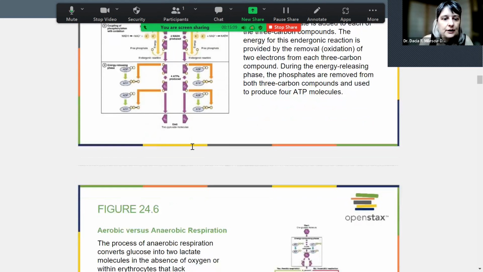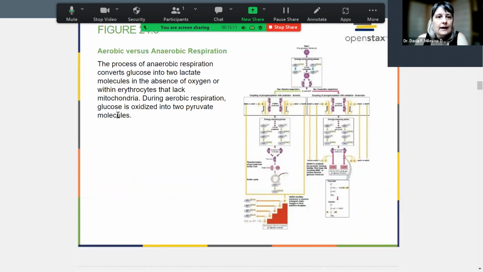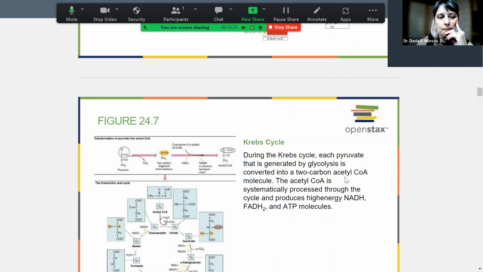Can't see in this image. But the anaerobic involves no oxygen. That's what anaerobic means, absence of oxygen. So during the aerobic respiratory phase, the glucose is then oxidized into 2 pyruvates. So the 2 pyruvate molecules are utilized by the cell for energy when you run out of glucose.